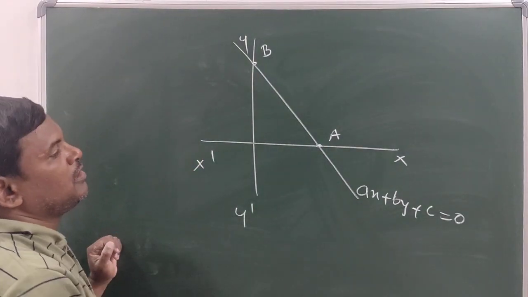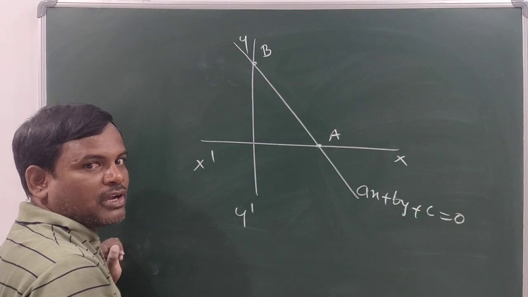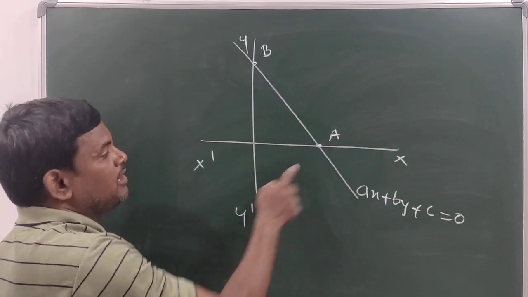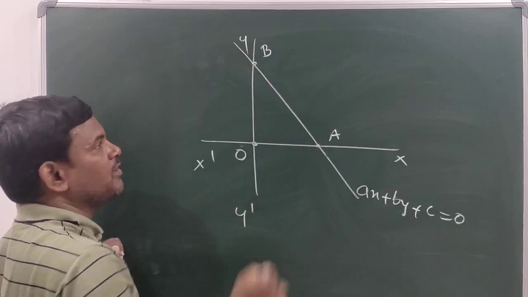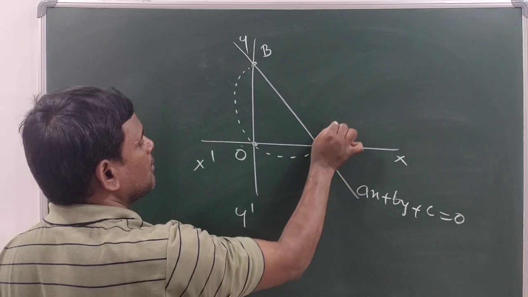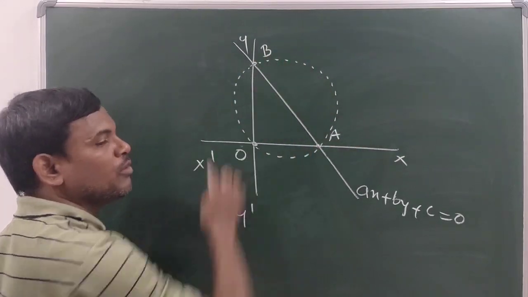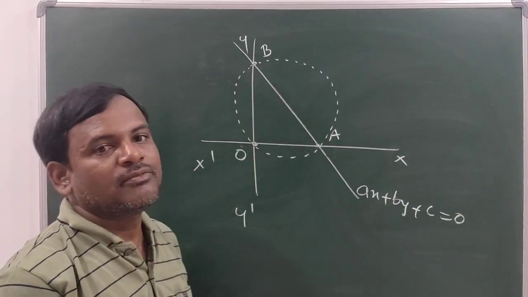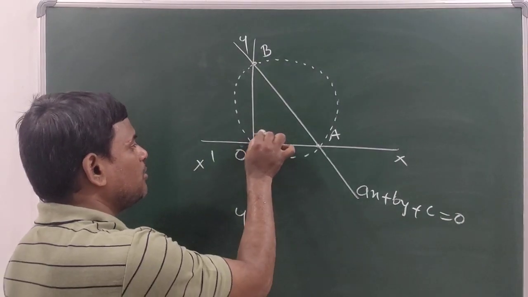See, the line is moving like this. With the coordinate axes, this line is making a triangle, that is AOB in this figure. Now we want this circle's equation. For triangle AOB, this is the circumcircle, no? So what kind of triangle is AOB here? A right angle triangle. The right angle is formed at the origin.